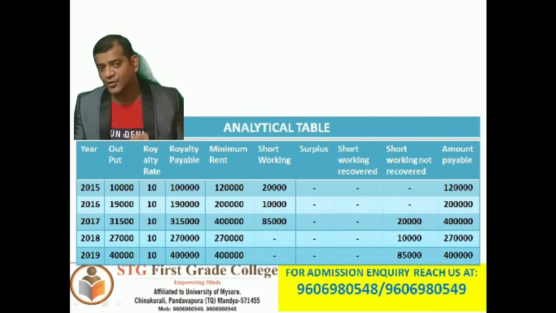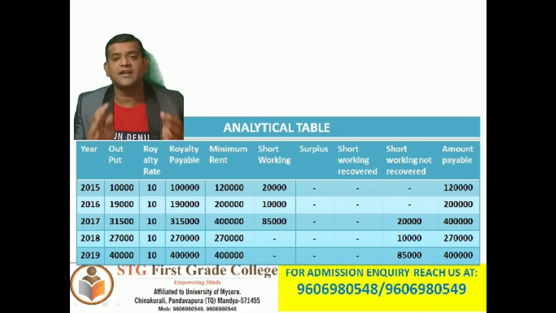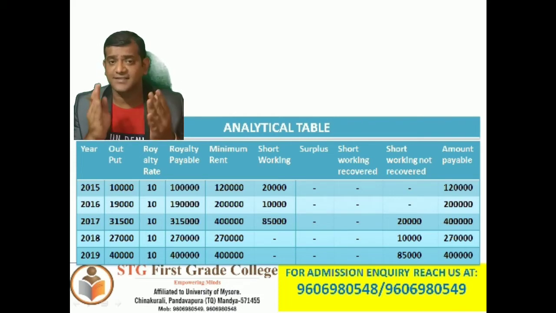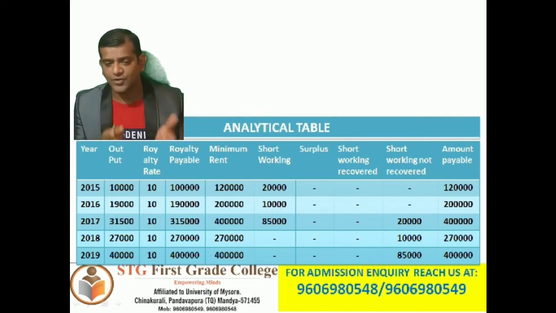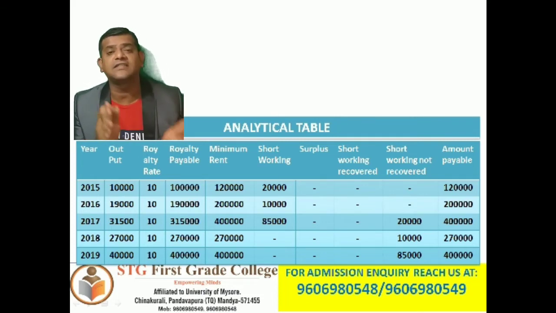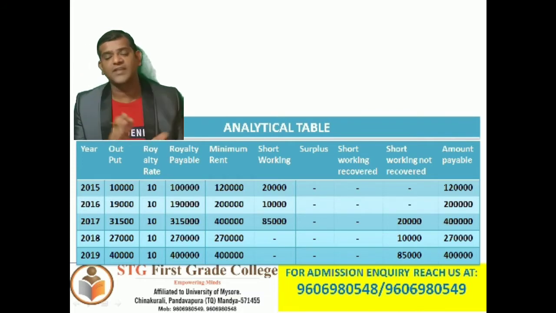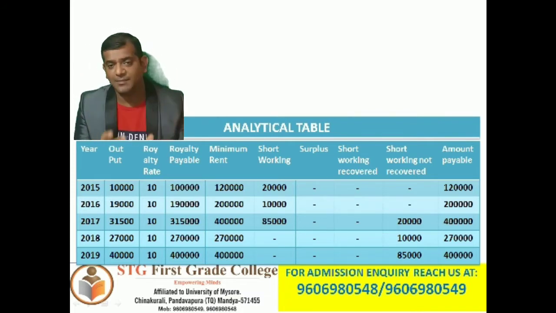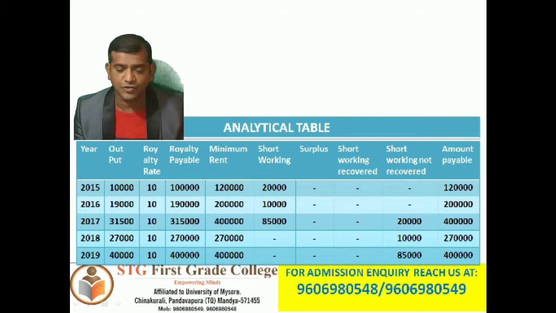So in the year 2016, how much is our production? How many tons have we produced? We have produced 19,000 tons, correct? Yes, 19,000. What is the royalty rate? 10 rupees. So put in the output column 19,000, and in the royalty rate put 10 rupees. Now multiply 19,000 into 10. So how much does it come to? 1,90,000 rupees. So royalty payable column 1,90,000 rupees.